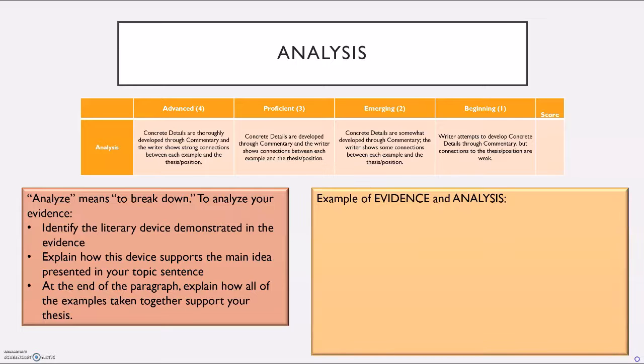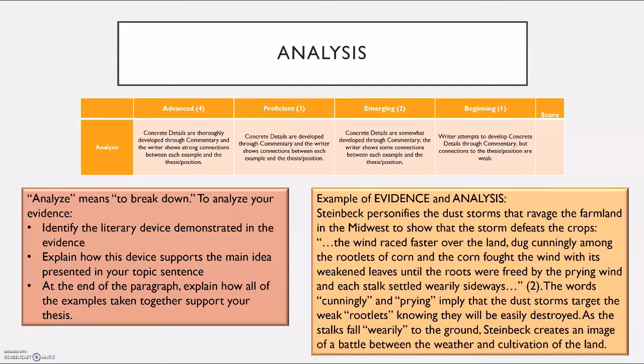Here's an example of evidence and analysis together in a paragraph. Steinbeck personifies the dust storms that ravage the farmland in the Midwest to show that the storm defeats the crops. "The wind raced faster over the land, dug cunningly among the rootlets of corn, and the corn fought the wind with its weakened leaves until the roots were freed by the prying wind, and each stalk settled wearily sideways." The words cunningly and prying imply that the dust storms target the weak rootlets, knowing they will be easily destroyed. As the stalks fall wearily to the ground, Steinbeck creates an image of a battle between the weather and the cultivation of the land.